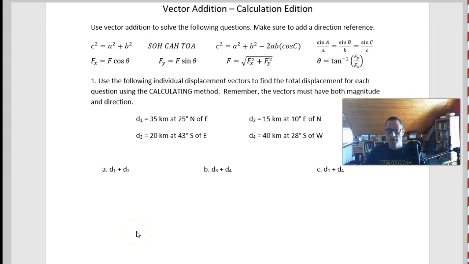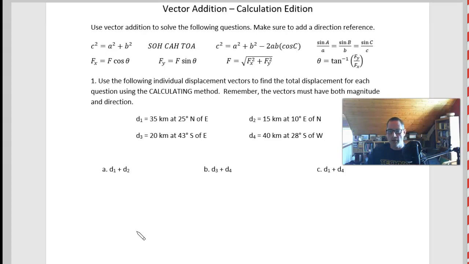All right. Hello, Physics 30. Today I'm going to start teaching you about vector addition mathematically, calculating the vectors instead of doing it graphically.